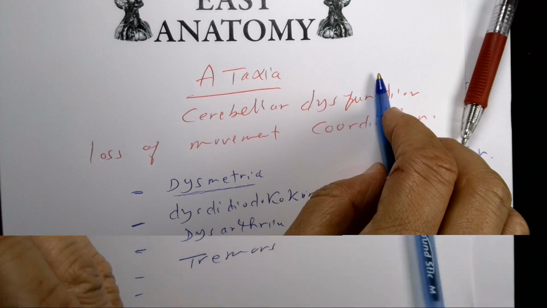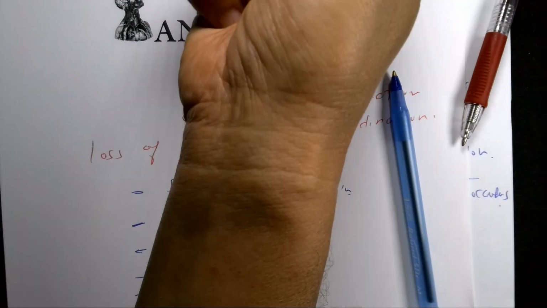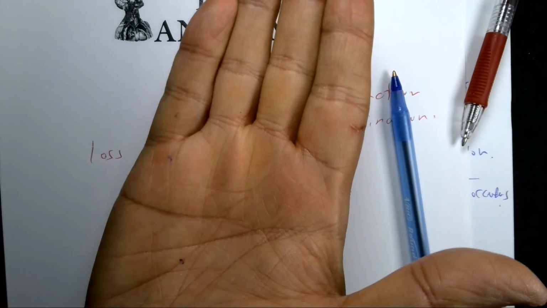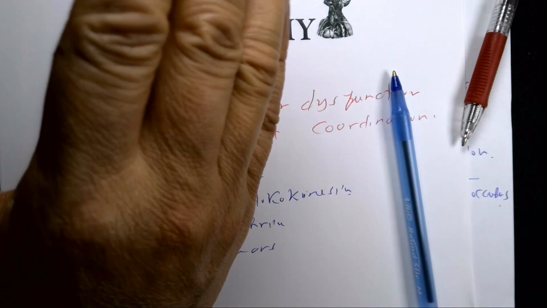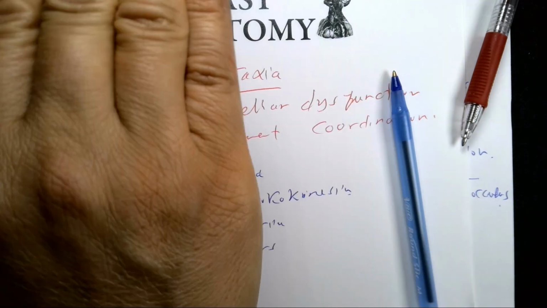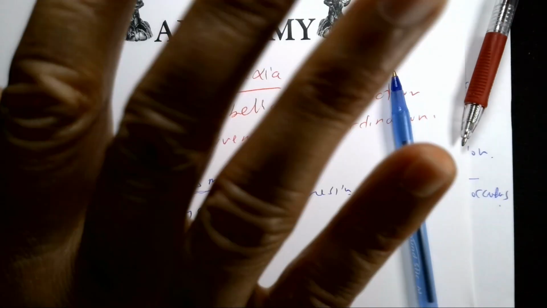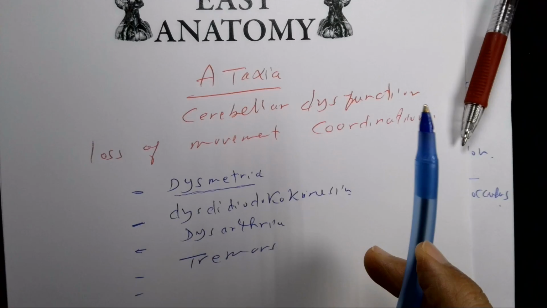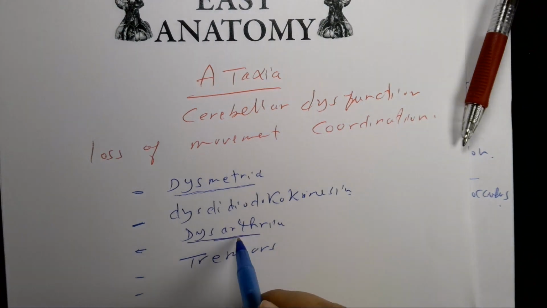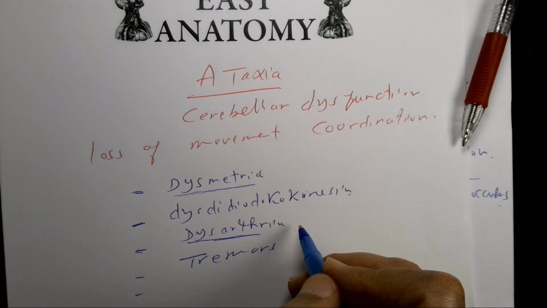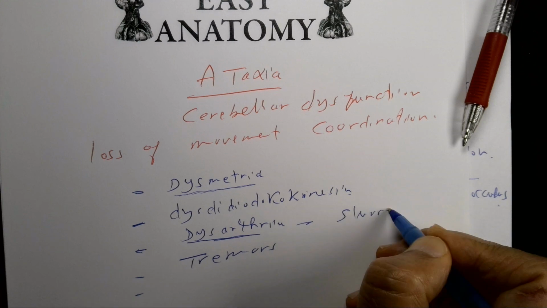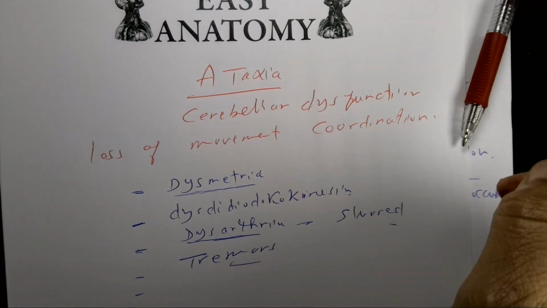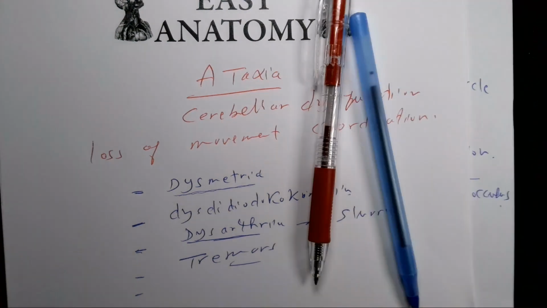And with dysdiadochokinesia, here is my hand, I can normally do two different movements at the same time with no problem. What happens is that this alternating movement is lost, or the patient becomes very slow. Dysarthria is due to loss of coordination between the muscles of the tongue and the muscles of the lips, so the speech becomes slurred and slow. Tremors, as I mentioned, are intention tremors. It is not like Parkinson's disease, which usually has tremors during rest.